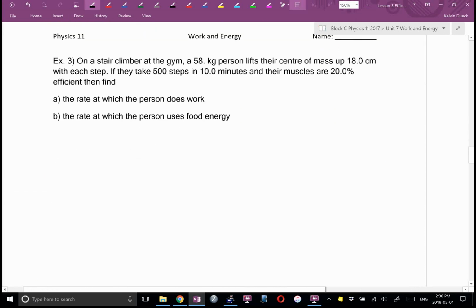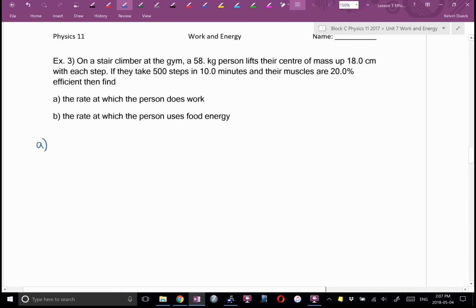Stair climbers are great examples of both work and power and efficiency. Work in that you use energy, power in that the faster you climb those stairs, the more tired you get. And you can figure out some efficiency. Oh, I didn't do efficiency. Oh, I did. Let's see.